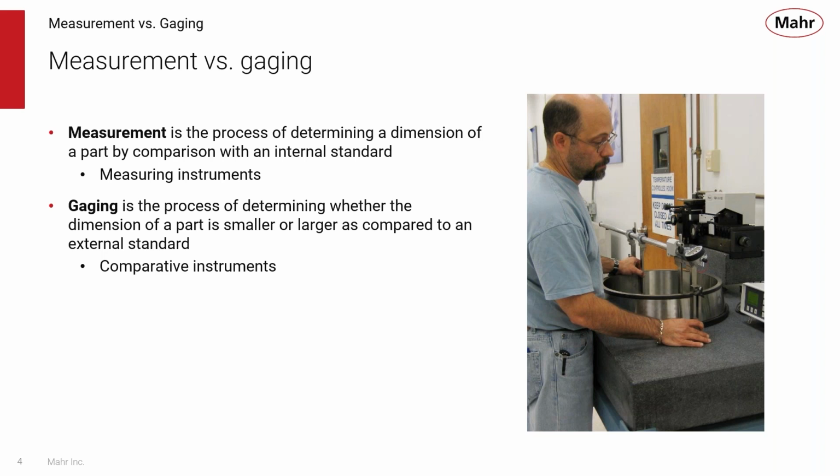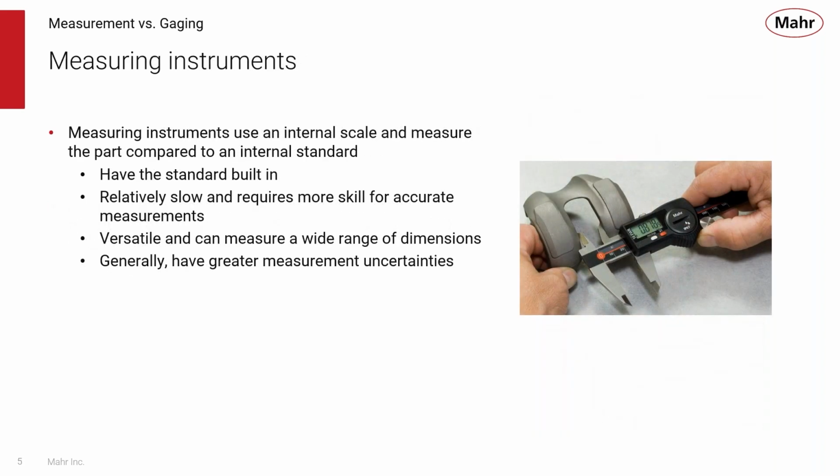And so when I say measuring instruments, what am I talking about? Well, measurement instruments always have an internal scale and measure parts compared to that internal scale. So right off the bat, you can think of your hand tools, your scales. All of these types of gauges have the standard built into them. As you can see on the screen right now, I have a picture of a caliper. The standard we're referring to in the caliper is a little rotary encoder that basically just counts rotations, and that's how it's generating measurements.